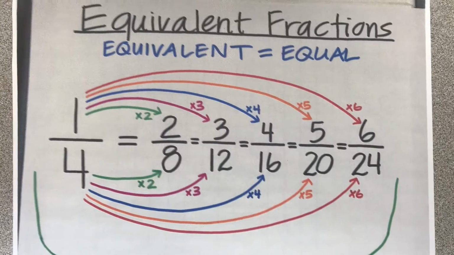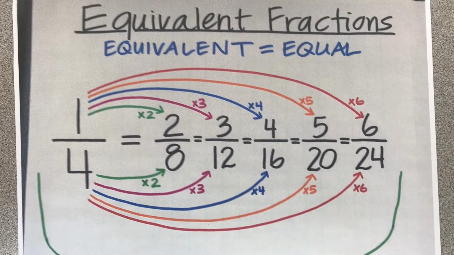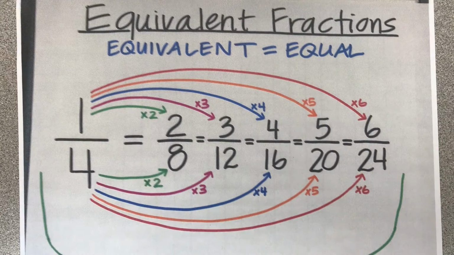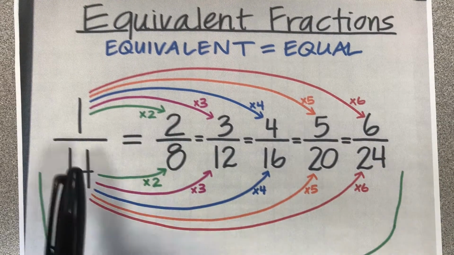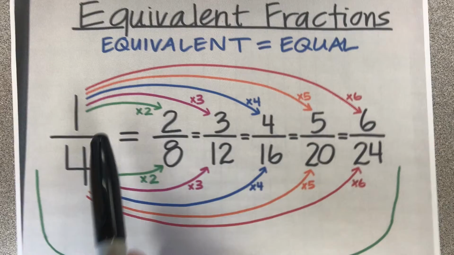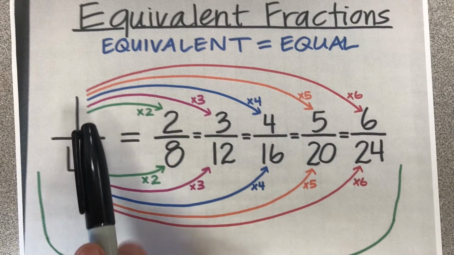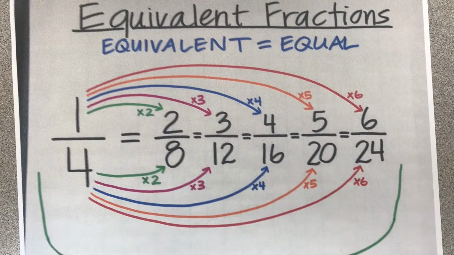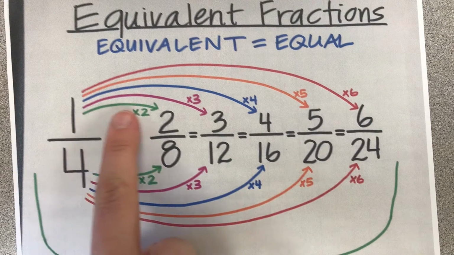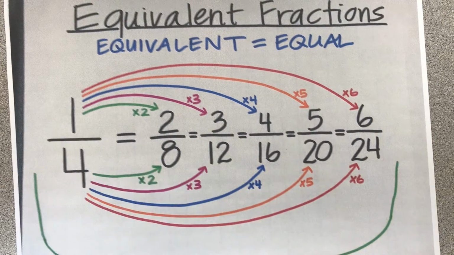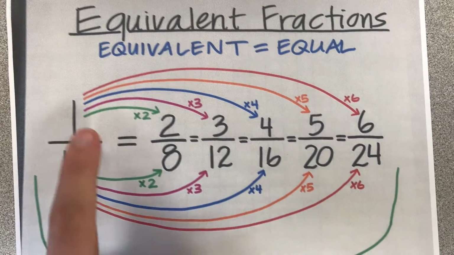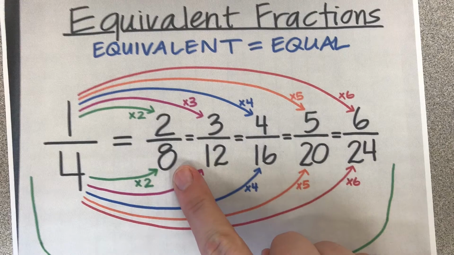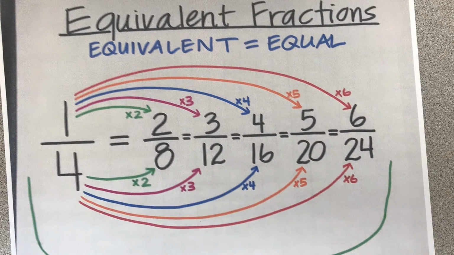In this first example you see here, one way to find equivalent fractions, let's say we were trying to find the equivalent fractions to 1/4. I started by taking 2 and multiplying 2 by both the numerator and denominator. You can see here I have a green line showing where I multiplied by 2, and by multiplying the numerator and denominator by 2 I ended up with 2/8, which is an equivalent fraction to 1/4.